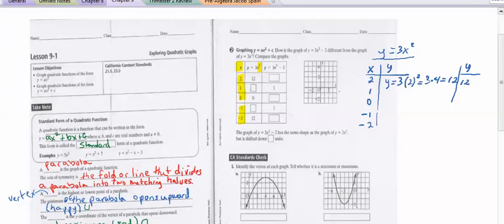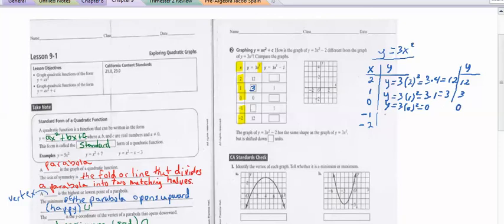Then we do the same thing with the next one. With 1, y equals 3 times 1 squared, which is 3 times 1, which is 3. So our y is 3. And then the next one, they did 0, and I'm just going to go ahead and do it. They already gave us the answer there, right? 0 times 0 is 0. 3 times 0 is 0. So our y is 0. That's how they got that 0.